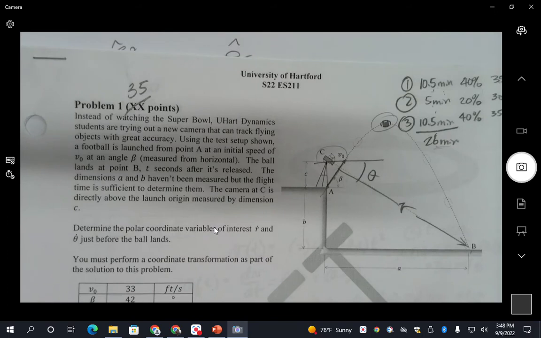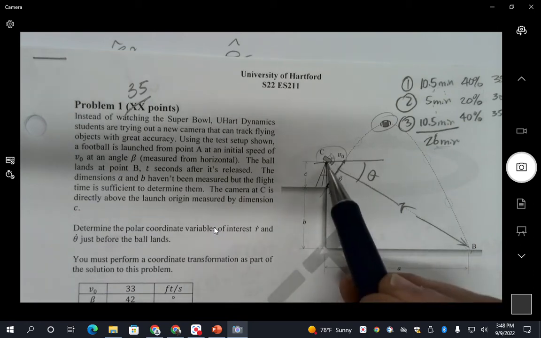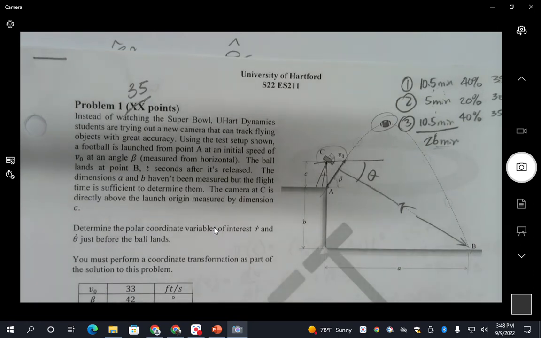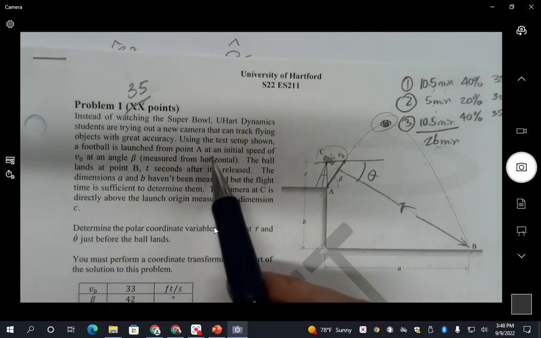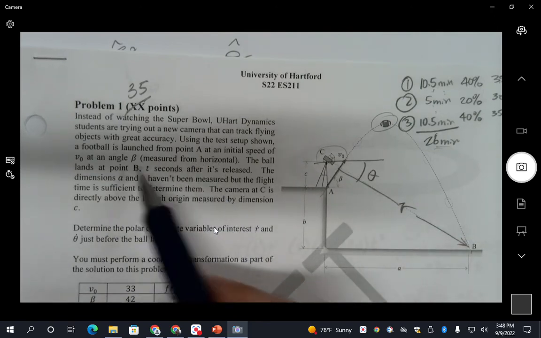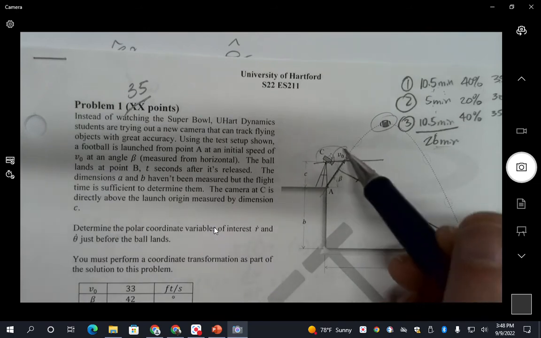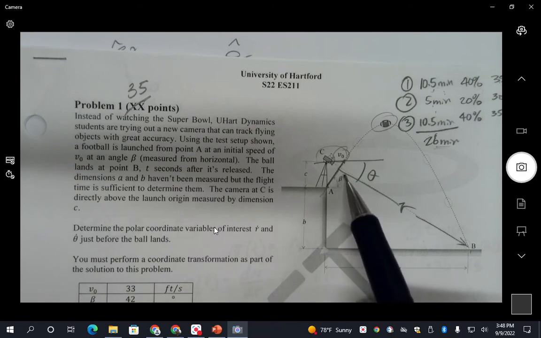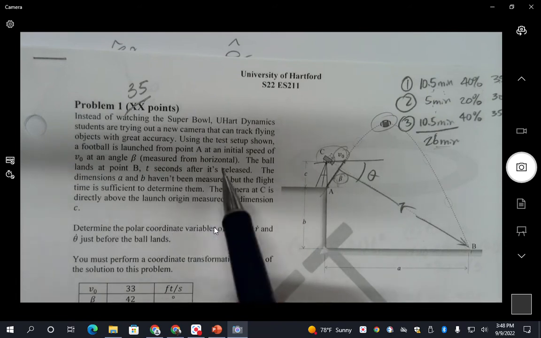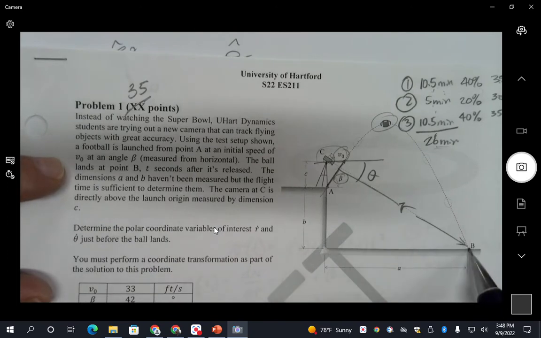So what I have done here is make a projectile motion problem combined with a polar coordinates problem. This is a polar coordinates problem with the origin right here at that camera, and that camera is going to move and follow. It's going to track, it's got some kind of magic radar. The football gets launched with an initial velocity v0 at an angle of beta, that angle right there, measured from horizontal. The ball lands at point B, t seconds later. So I've given you the data later down here.